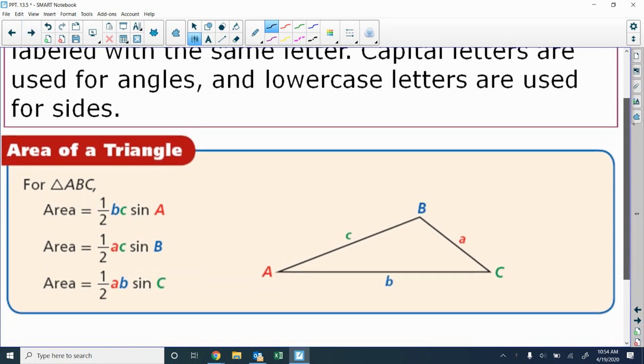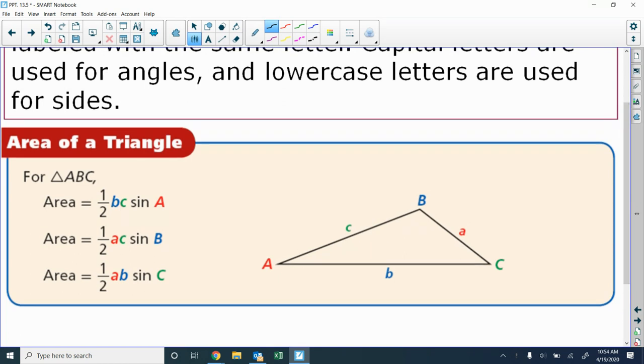It's pretty basic. Area of a triangle, and it doesn't need to be a right triangle. Area of a right triangle is much easier: base times height, but half. But we're looking at area of a non-right triangle. So all this stuff today is non-right triangles. And here are some area formulas. So area is 1/2 bc sine of A.